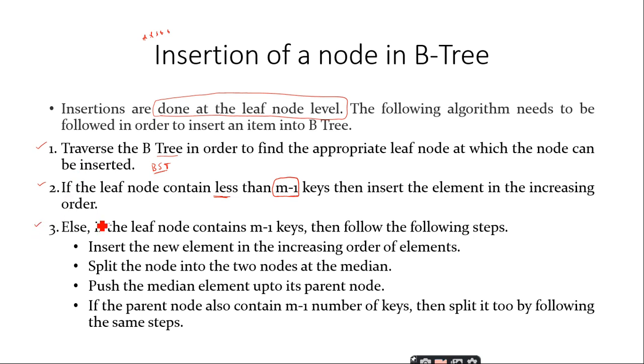But if the leaf node contains m minus 1 keys, that means it has reached the maximum limit, the threshold value. So can we insert another key inside that node? No, sir. No, right? Maximum limit it has reached. So you have to perform a split operation. That means you are going to divide the node into two parts.